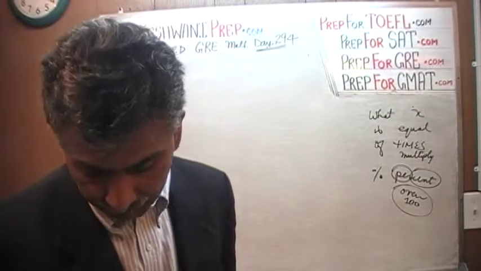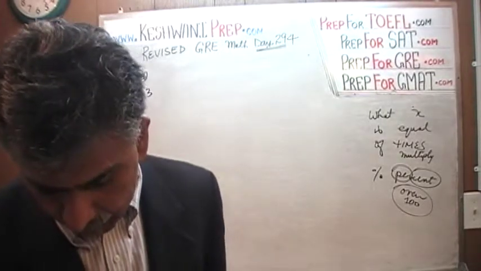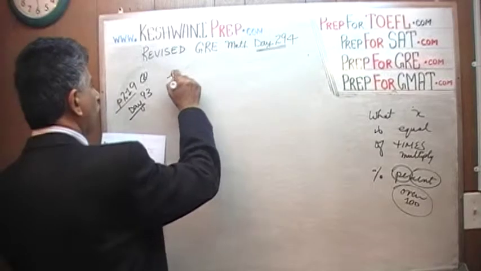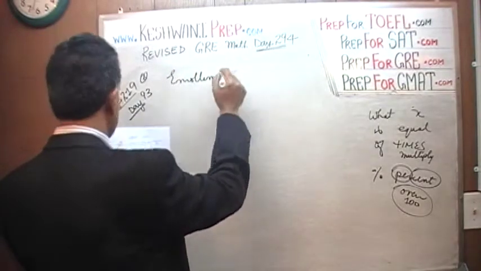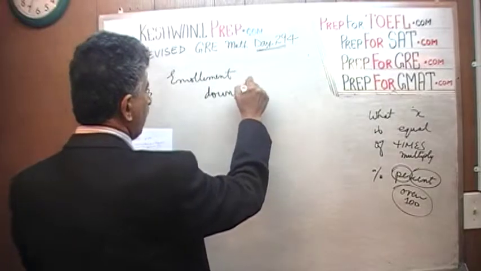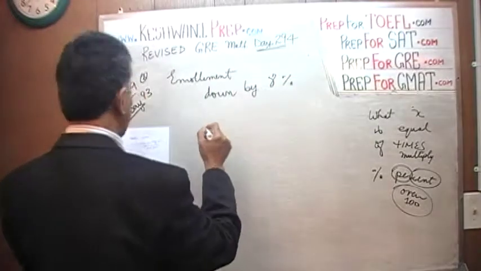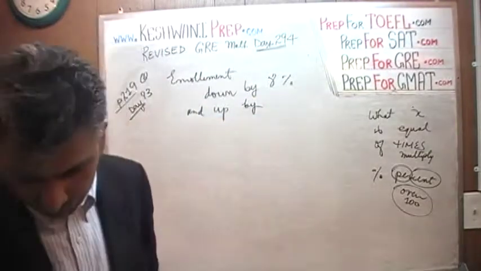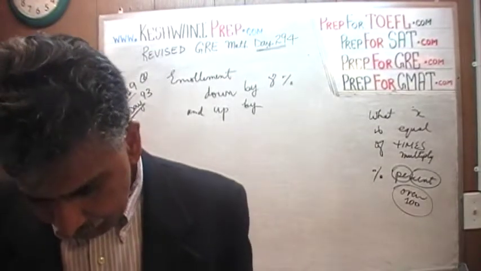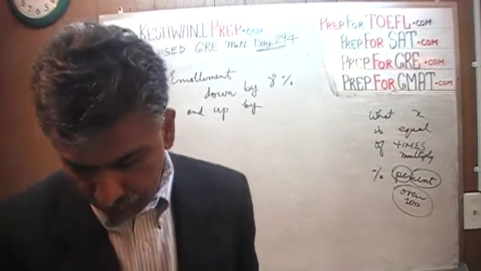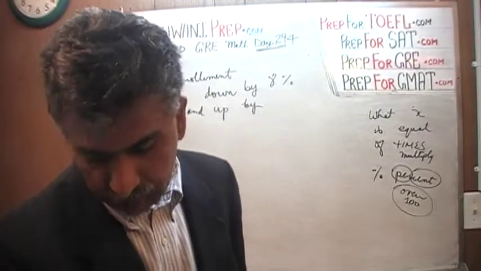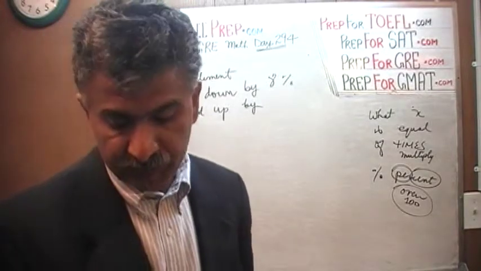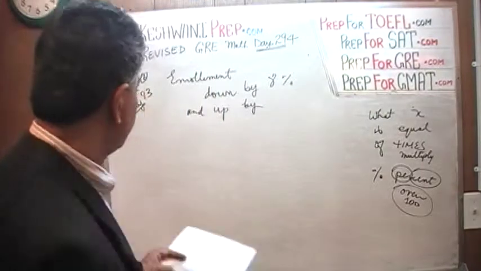Problem number 6 on 219, it says the monthly enrollment in a preschool decreased by 8%. So it goes down by 8%. The enrollment is down by 8%, and then it is up by 6%. The monthly enrollment at a preschool decreased by 8% during 1 month and increased by 6% during the next month. The question is, what's the cumulative percentage change for the 2 months that we have?